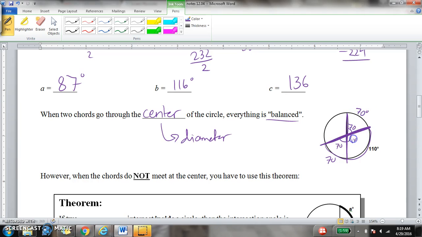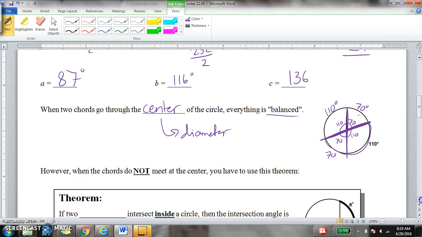Same thing over here. This central angle is 110. That makes this 110, which makes this arc 110. So everything is sort of balanced all the way around. The opposites are the same, and the ones next to each other are supplementary.